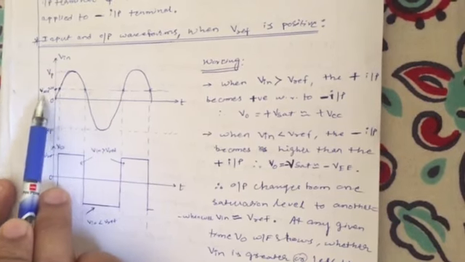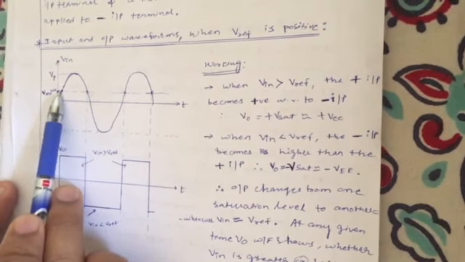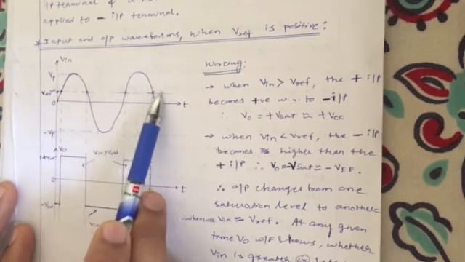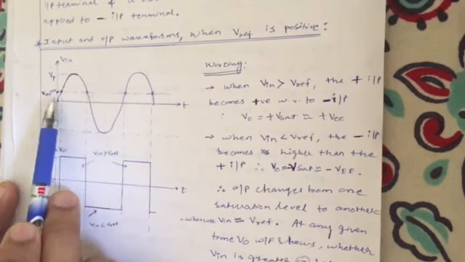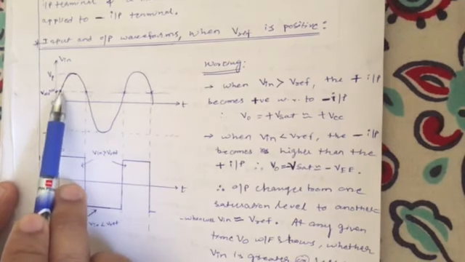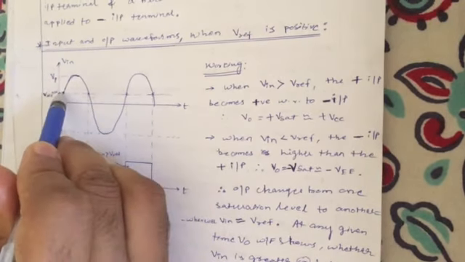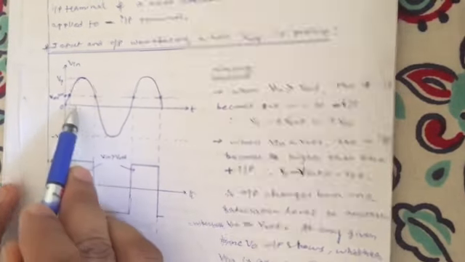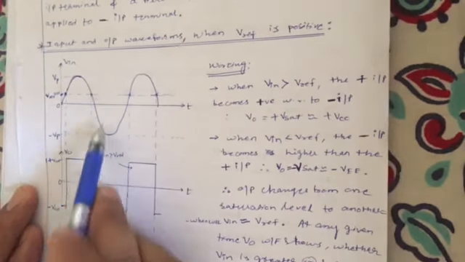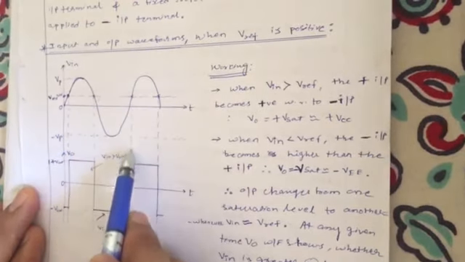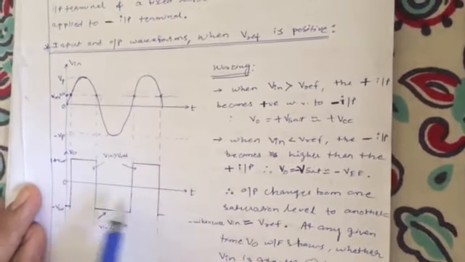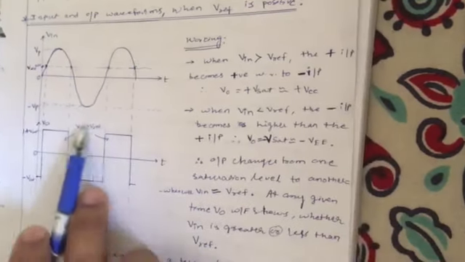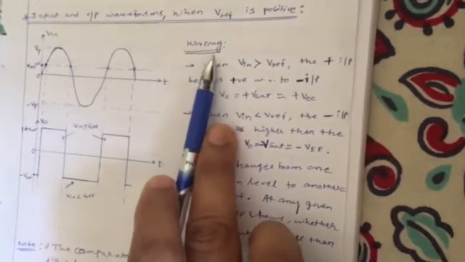From this point of reference voltage equal to 1 volt, I want to extend the horizontal dotted line like this to the Vin. Wherever this cuts the Vin, I'm going to put cross marks like this. From each cross mark, I'm going to extend the vertical lines like this to draw the output voltage V0. Before drawing the output voltage V0, let us understand the working now.